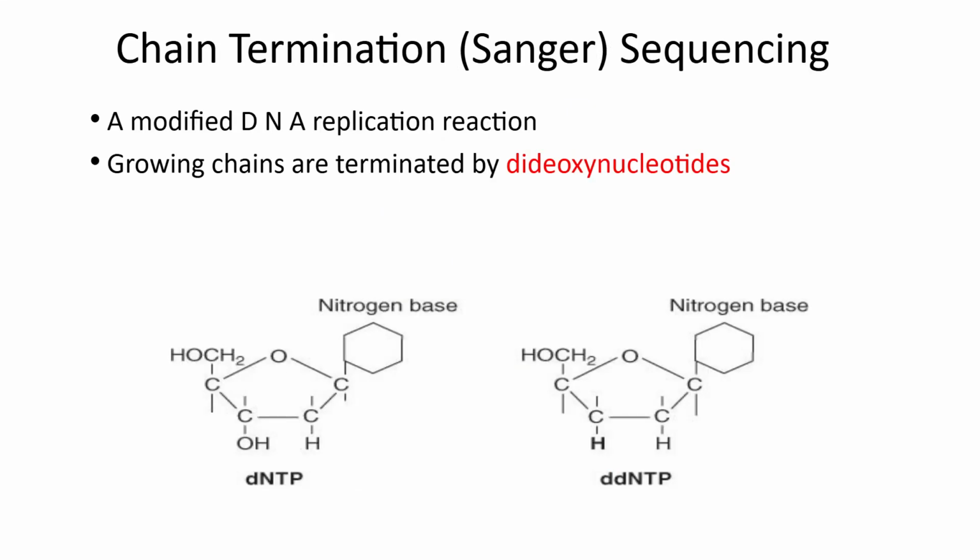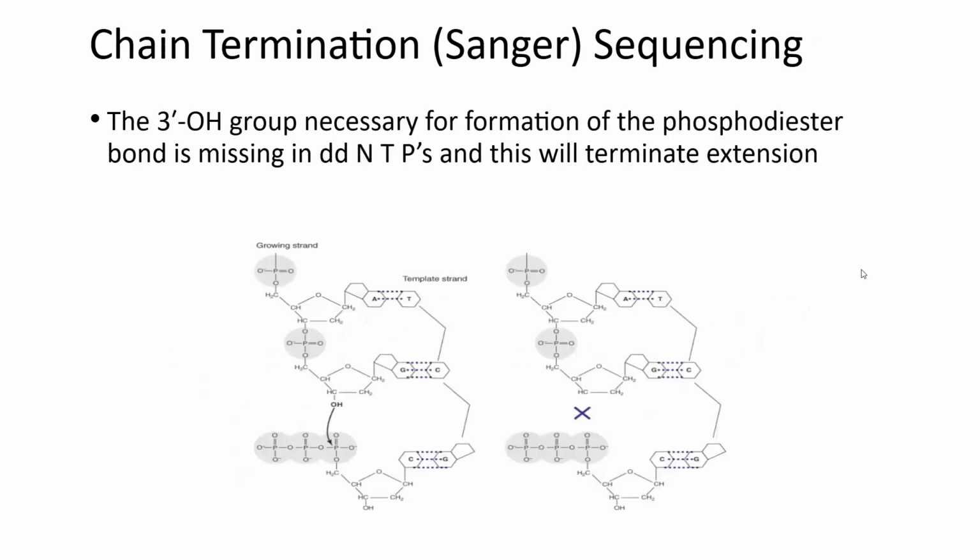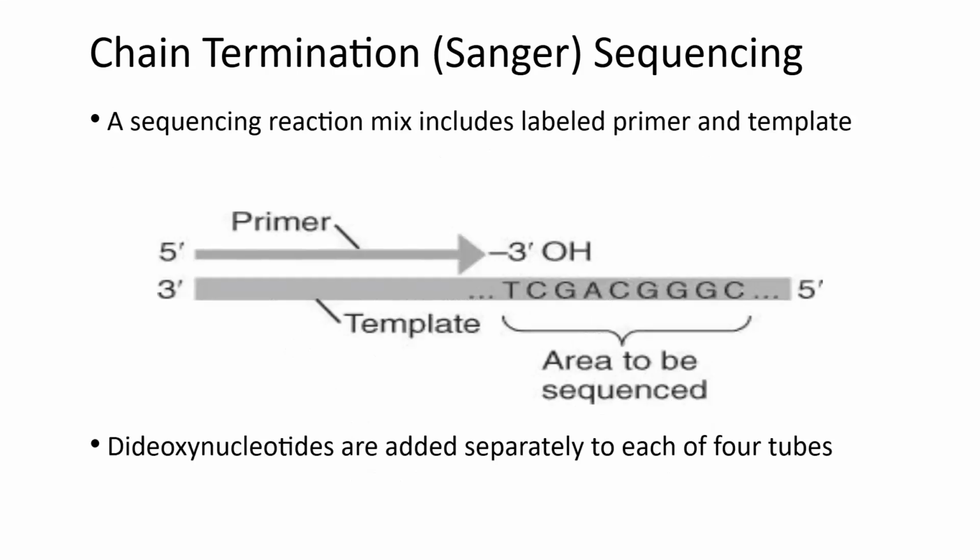The chain termination or Sanger sequencing is a modified DNA replication reaction. Growing chains are terminated by dideoxynucleotides, ddNTPs. They have a slightly different structure, which prevents them from adding more bases after them. The 3' OH group is necessary for the formation of the phosphodiester bond, and it's missing, so that's going to terminate the extension. So a sequence reaction mix includes labeled primer and template.